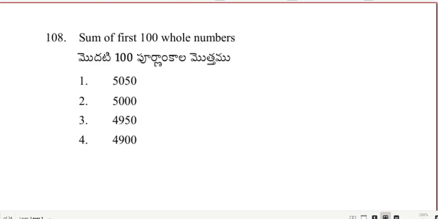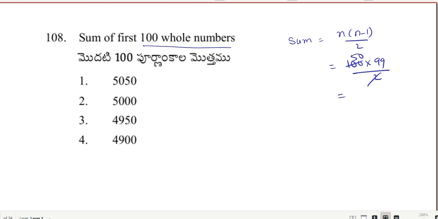Now let us see the next question. Sum of the first n whole numbers. The formula for the sum of the first n whole numbers is n into n minus 1 by 2. Using this formula, this is 100 into 100 minus 1, that is 99, by 2. Two fifties are 100, so it is 50 into 99, that is 4950. The third option is the correct one for this question.